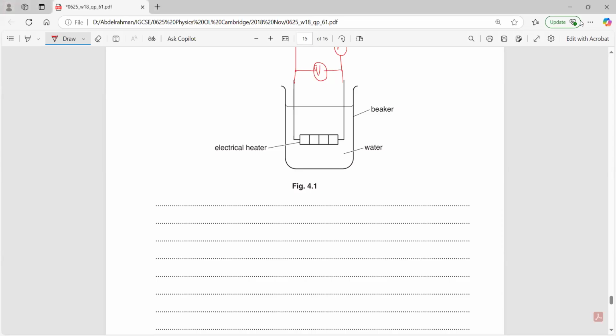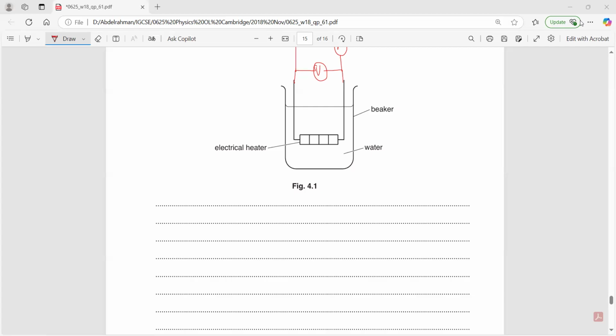How will you be able to control the power? By changing the voltage. So to control the power, you will control the voltage. "But Mister, this is the battery. Will I keep on changing the battery?" Yeah, you can change the battery.